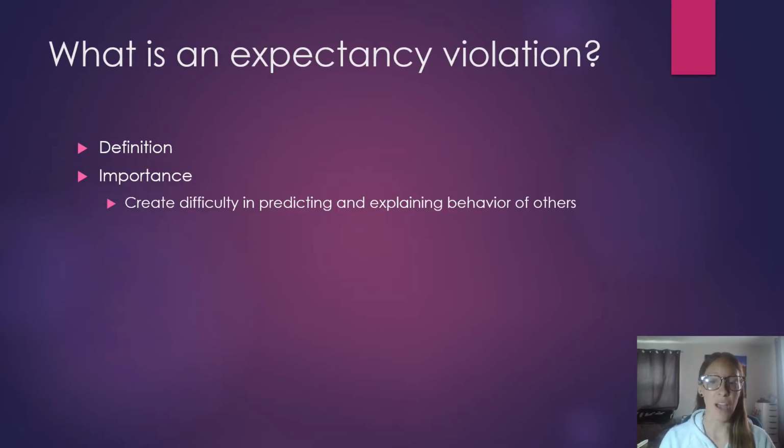So what is an expectancy violation? An expectancy violation occurs whenever a person's behavior is different than what is expected within the situation. That can be anything from personal to private to public to close to distant type of relationships. Expectancy violations are part of human nature, as communication is also part of human nature. This is an important aspect of communication to study because violations and violating behavior make it difficult for people to predict and explain other people's behaviors. We are creatures of habit as human beings, and we like to have general expectations when we go into certain situations. And expectancy violations make that kind of hard to maintain.